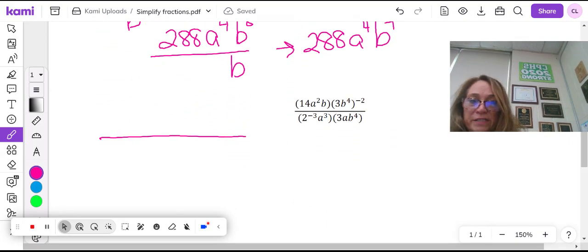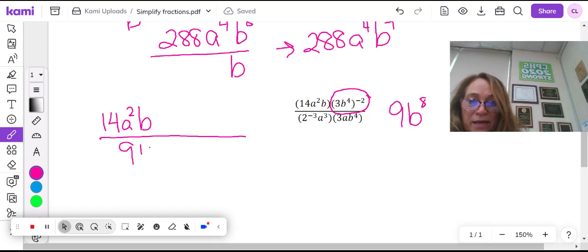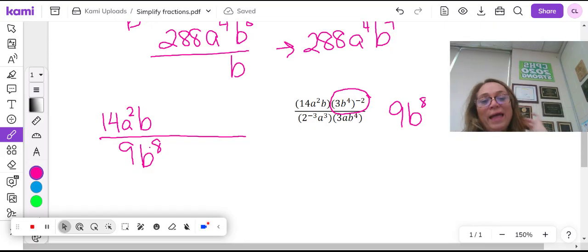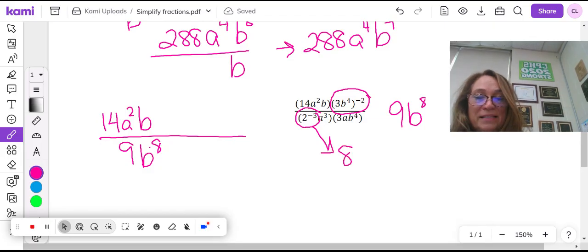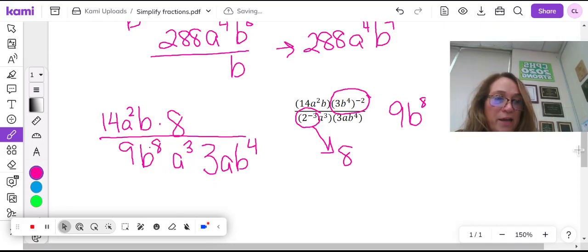All right, so the 14a squared b is a stay. This whole thing is being squared, and also it's a negative exponent, so it's going to use the reciprocal, go to the denominator. So I'm just going to square it. That's going to give me 9b to the 8th, but that's going to go on the denominator, 9b to the 8th. Okay, that 2 is being cubed, which would make it an 8, but that's going to go to the numerator. And then the a to the 3rd is going to stay, and the 3a b to the 4th is going to stay. So those are all kind of just staying where they are.